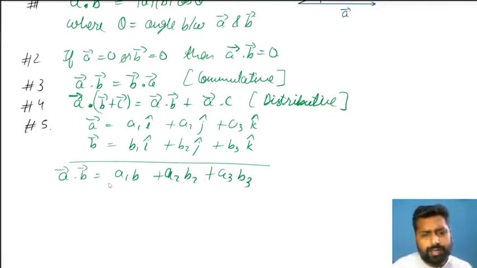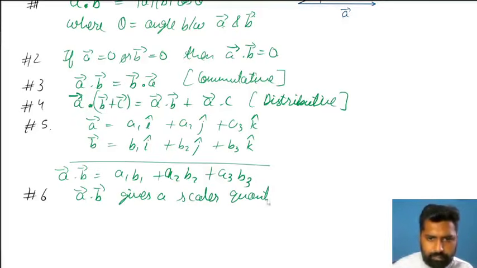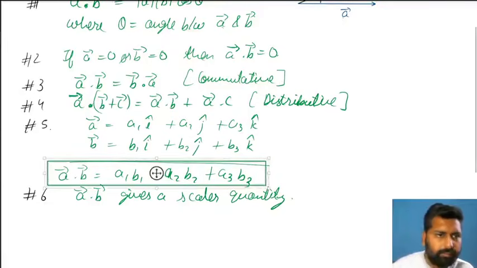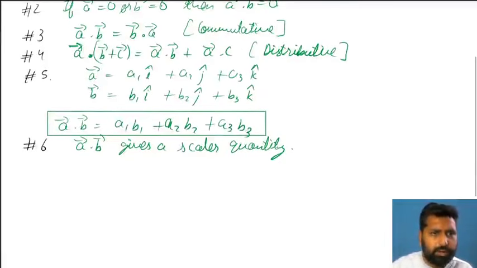So if you look at this, A dot B is giving A1 B1 plus A2 B2 plus A3 B3. This is some sort of number. So we can say that A dot B gives a scalar quantity. This is an important formula. Next, A dot B is a scalar quantity, we just understood how this is.